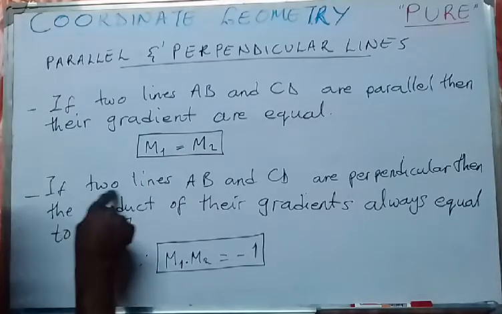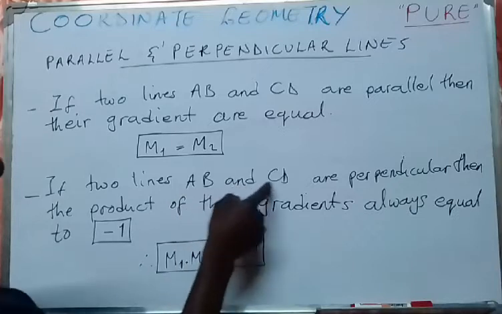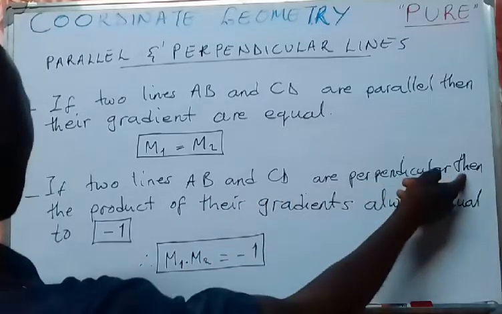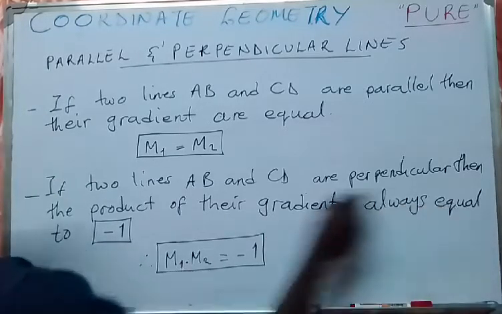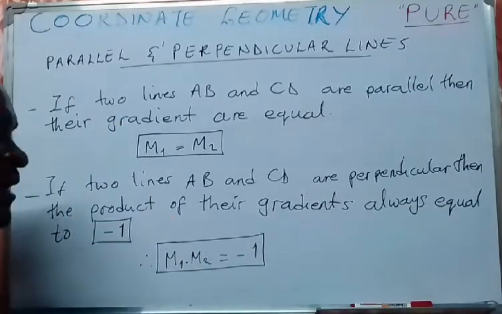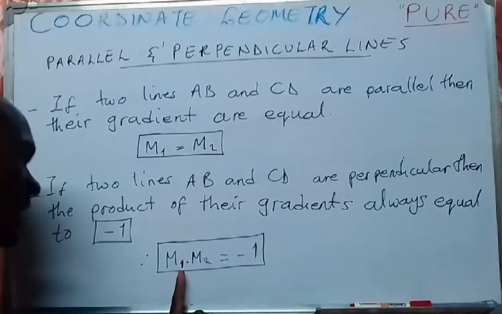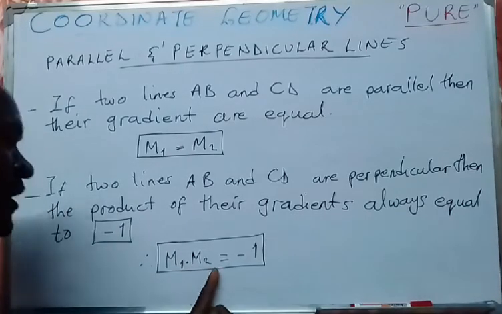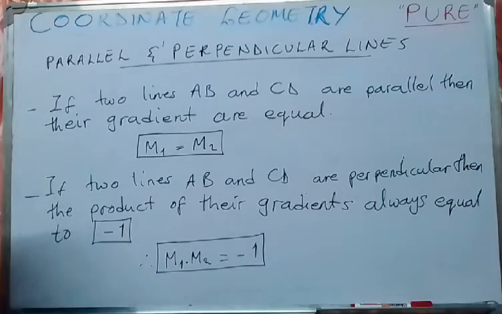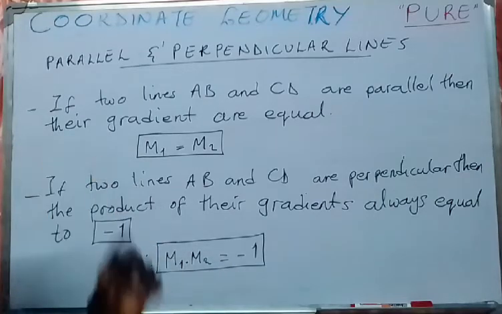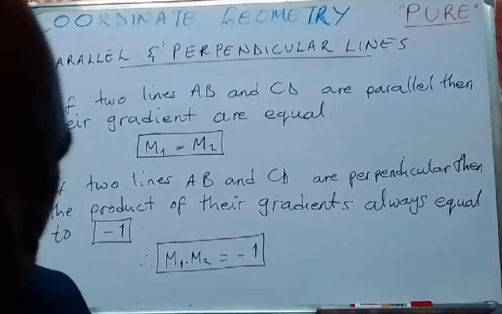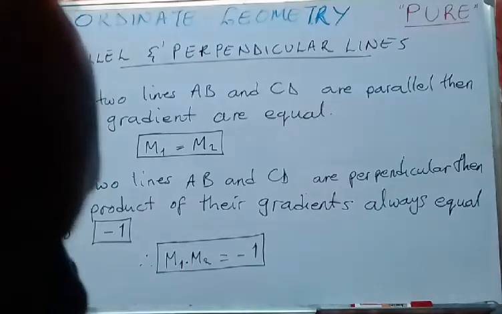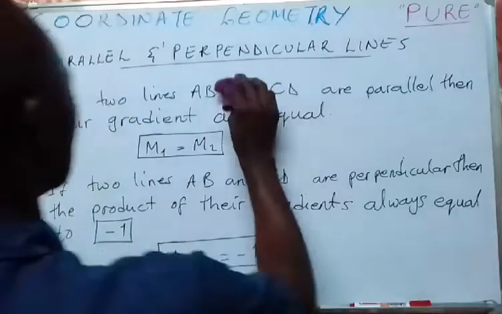But if two lines AB and CD are perpendicular, then the product of their gradients always equals -1. This means that gradient 1 times gradient 2 is equal to -1. This is the concept that you must understand very well. Let's have an example on this point so that we may understand these things well.